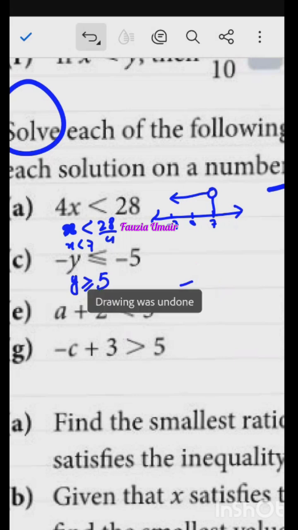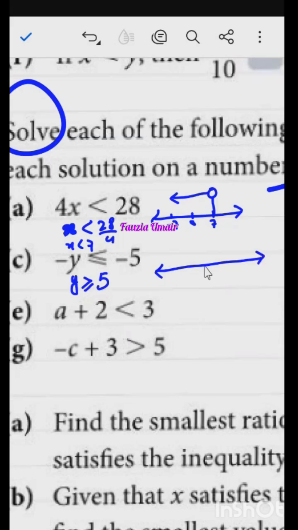Okay, so now we need to draw it. y is bigger than or equal to 5. For example, if this is 0, this is 5, and this is minus 5, and this is 10. Will the circle be filled? Yes, it will be filled. And the direction is towards the right side.